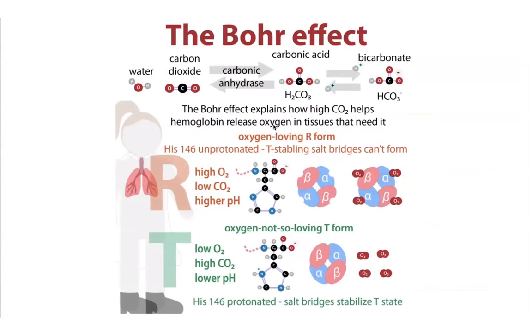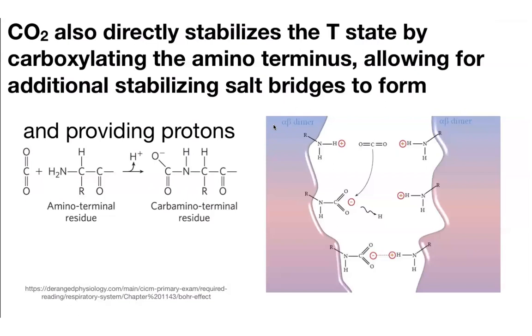And this could be explained in terms of those histidines being protonated and allowing it to form those interactions, but that's actually only part of the story. CO2 is also going to directly stabilize things by offering up new opportunities for salt bridges to form where they wouldn't normally. So basically that carbon dioxide can react with the amino terminal residue, and this can make a carbamino terminal residue. So you're taking what was a positively charged N-terminus and turning it into a negatively charged site. When you have something negative, now it can form a salt bridge with something positive. So what's going to happen is that you can get a new salt bridge forming that you wouldn't have had before.